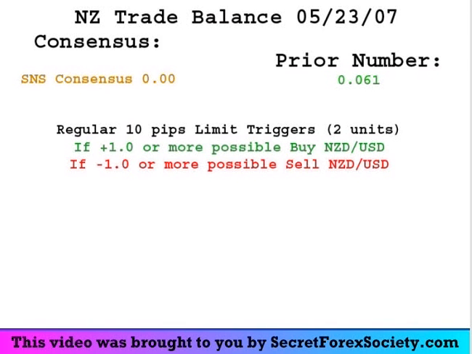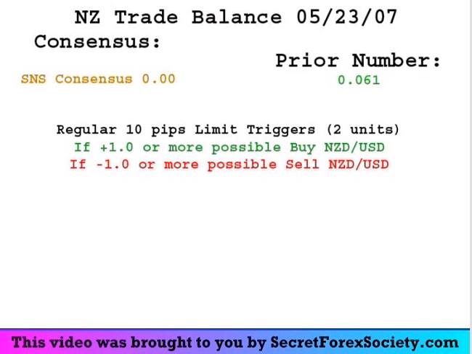So we have New Zealand trade balance coming out, and it's a monthly indicator, coming out for the month of April out of New Zealand. And basically this particular indicator, as you know, trade balance is basically the difference between imports and exports, okay?